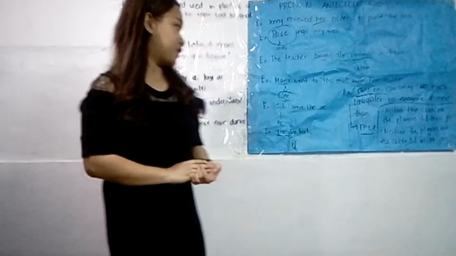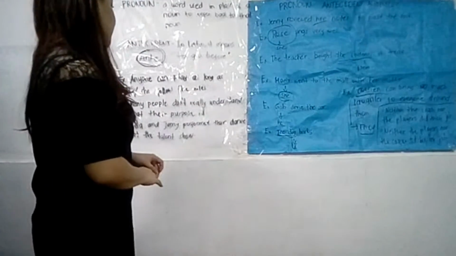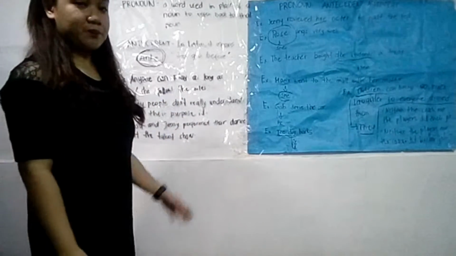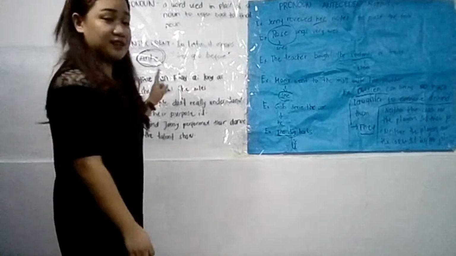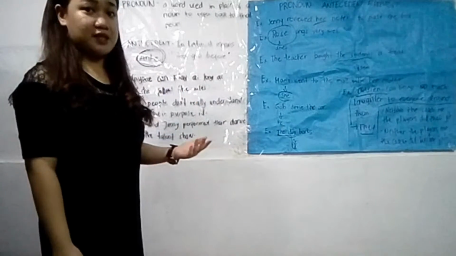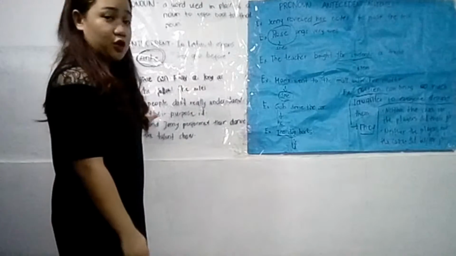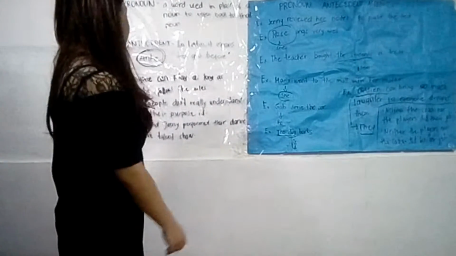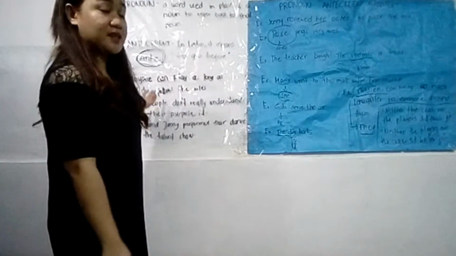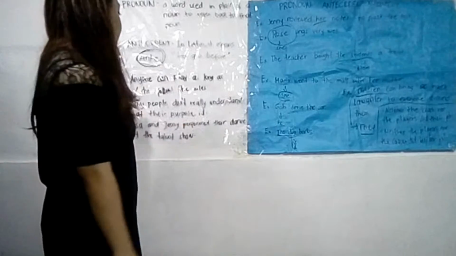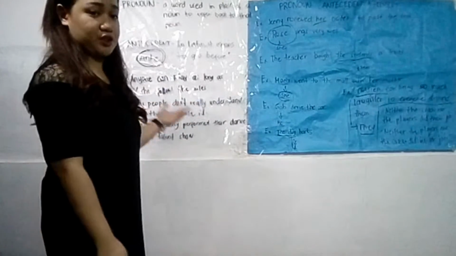For example, we have here: anyone can play as long as he or she follows the rules. In this example, anyone is the subject or the antecedent, so the appropriate pronoun to replace it is he or she. Since anyone is a person in this sentence, we can use he or she.